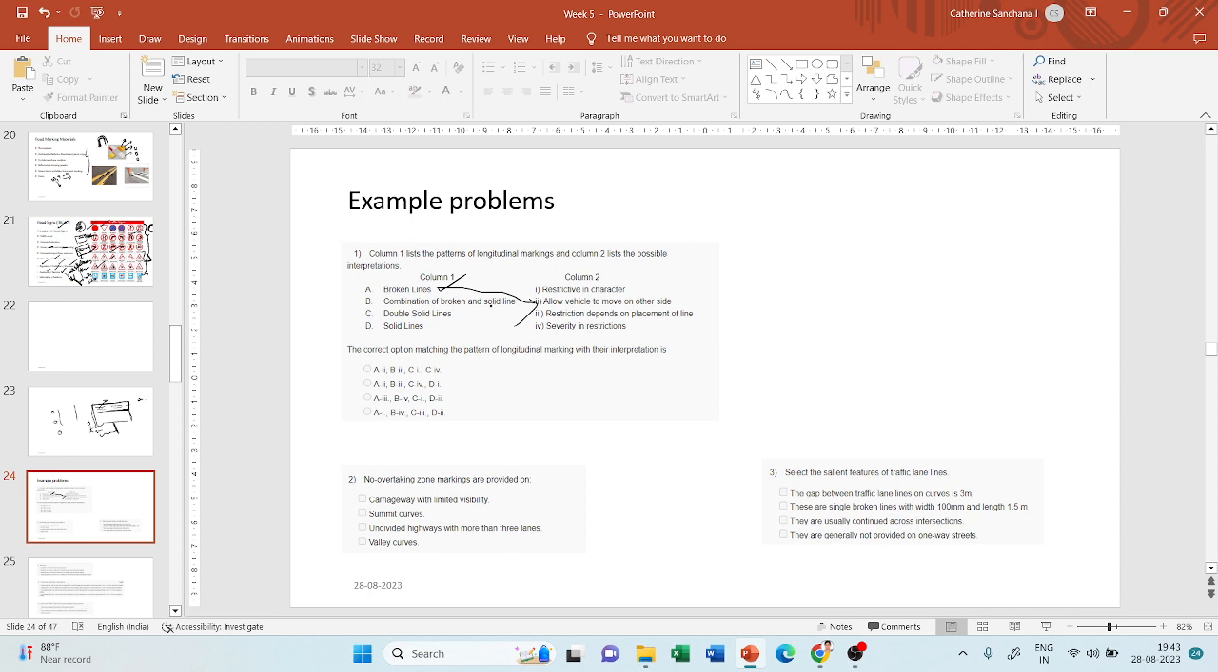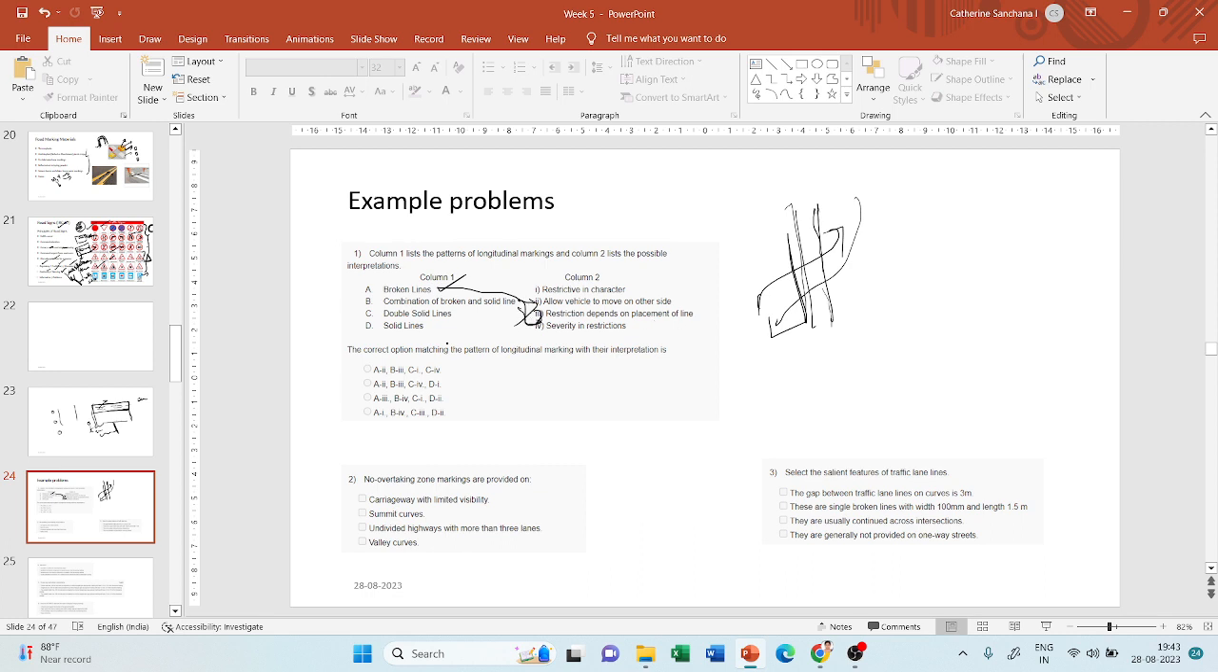Combination of broken and solid line. Is it restrictive in character, or does the restriction depend on the placement of the line or the severity of restrictions? So based on placement of lines, right? If the solid line is on this right side, then vehicles on this side cannot cross. If the solid line is on this side, then vehicles in this direction and in this direction cannot cross the solid line, right? So restriction depends on the type of placement.